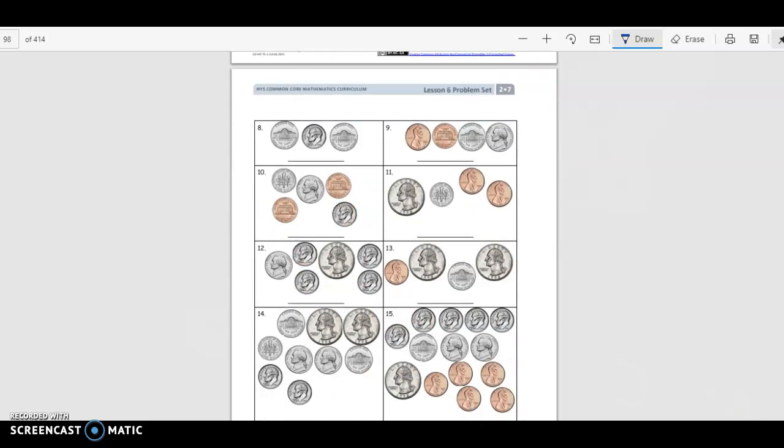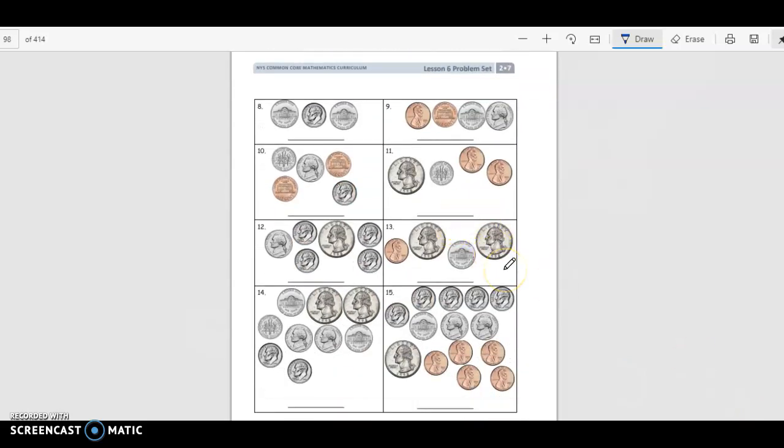On the next page of the problem set, it's more of the same, counting up coins, but this time they're not nice enough to put them in order. So my advice would be to always start with the highest amount. So this one, it's a dime, and you can use up here if you want to write it down. So 10 cents plus a nickel, 5 cents, plus another nickel, 5 cents. So 10 plus 5 plus 5, 20.